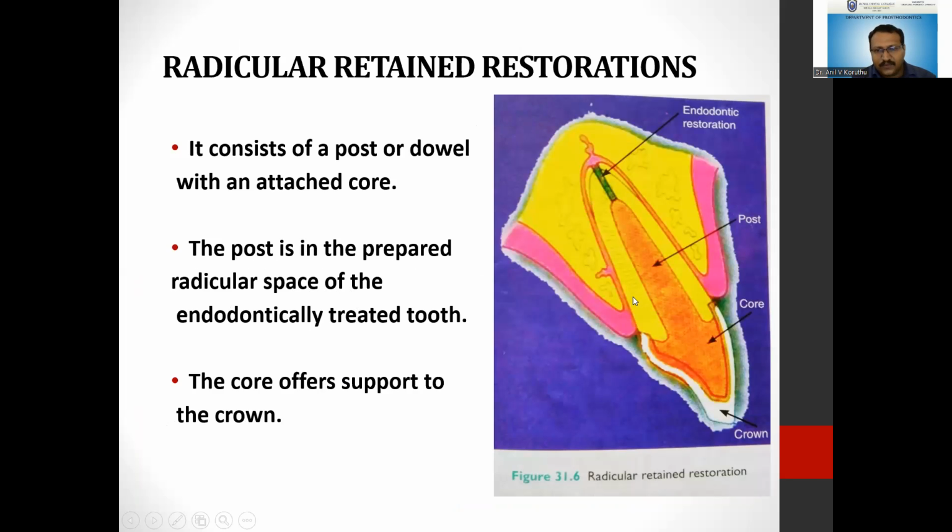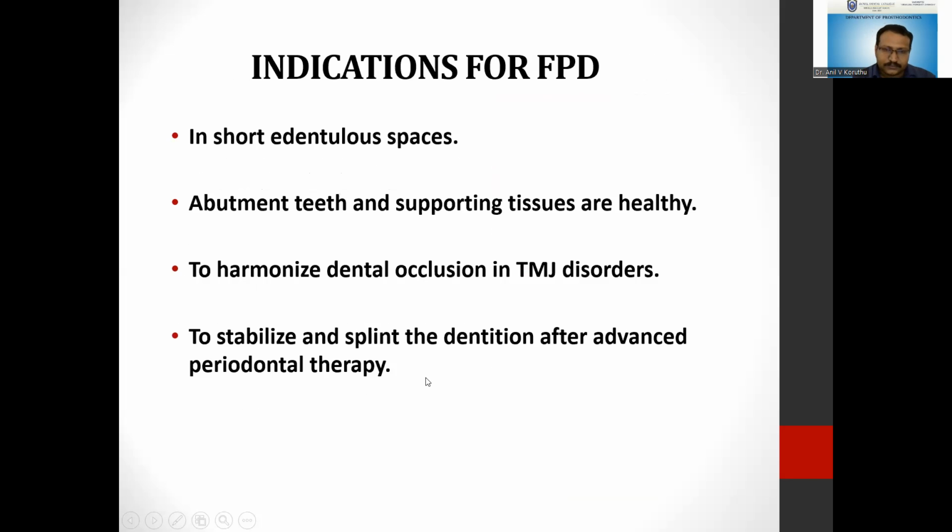So basically, if you have an endodontically treated tooth with less coronal structure, you try to preserve the roots of the existing mutilated tooth. You do a perfect RCT. After that, you insert a post in the middle of the radicularly prepared area, and on top of it, you build up a core like a tooth, and on top of the core, you will be giving a crown so that your tooth can be restored. So when do you go for this?